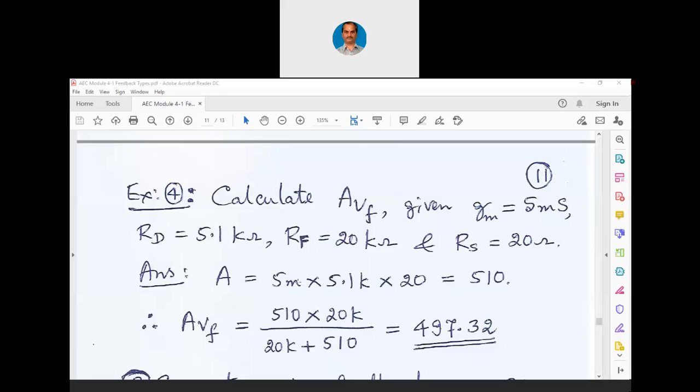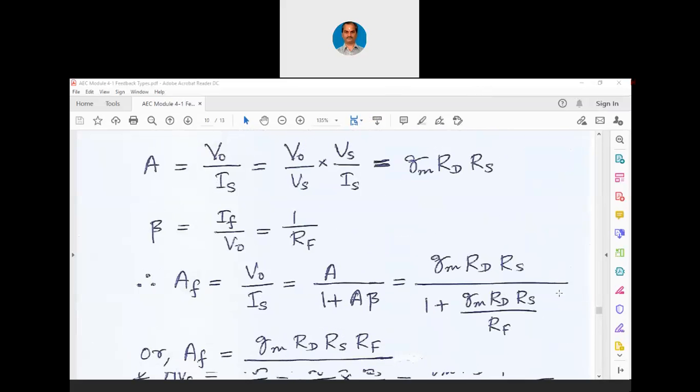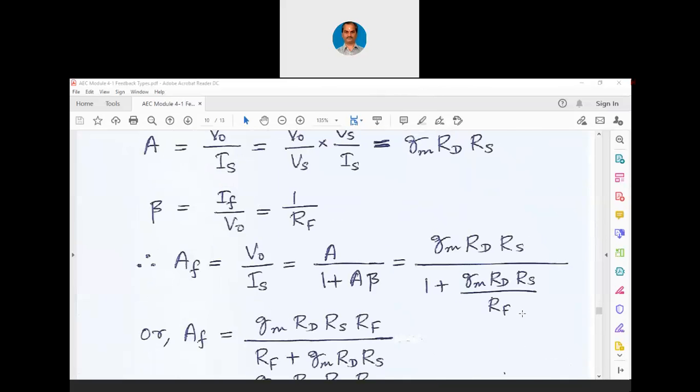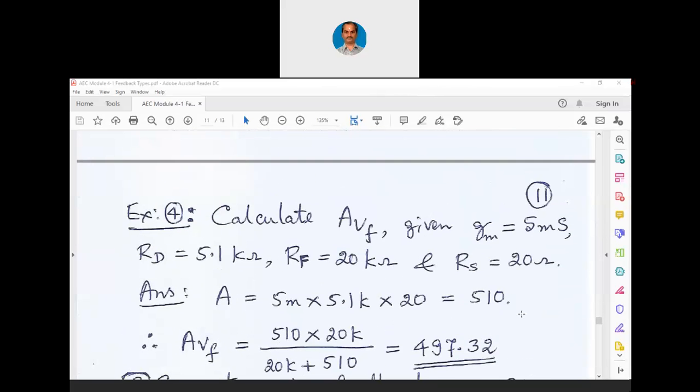Now capital A is Gm into Rd into Rf, right? 5 millisiemens into 5.1 kilo ohms into 20 kilo ohms. I should write it as 20k here, right? I have left out the k here. No, now let me correct it. No, it is Rs, not Rf. Gm into Rd into Rs, right? Yeah. Why should I confuse you again and again? Capital A is Gm into Rd into Rs. That way answer is correct. So it is Gm into Rd into Rs, that is 510.